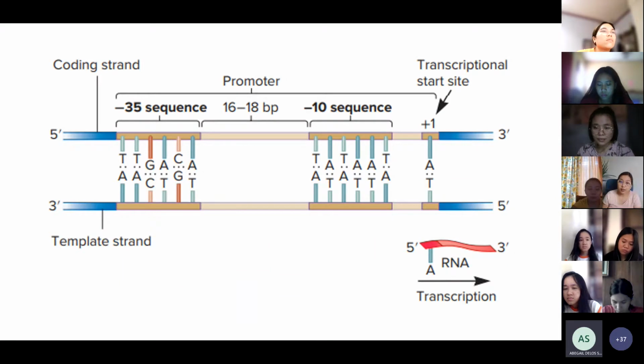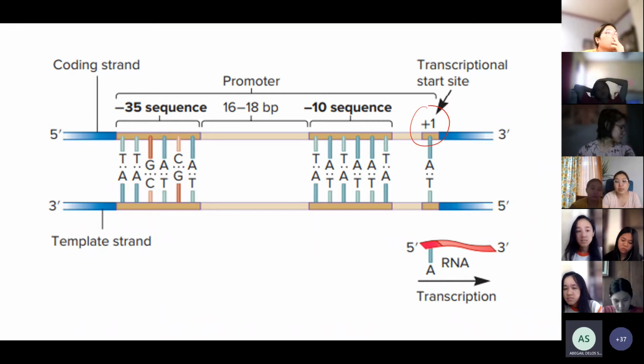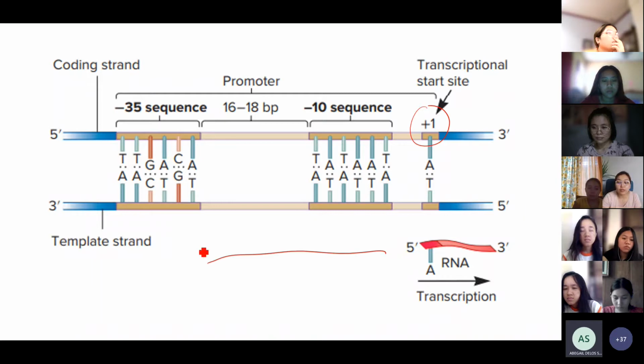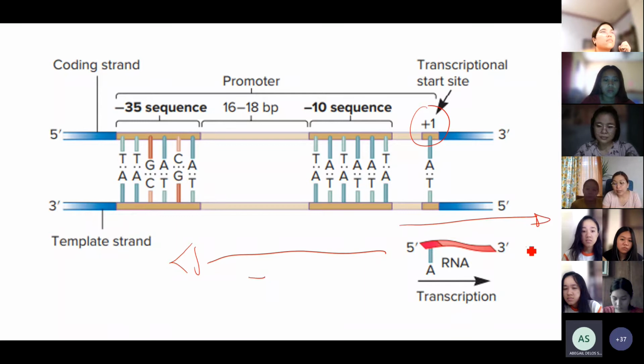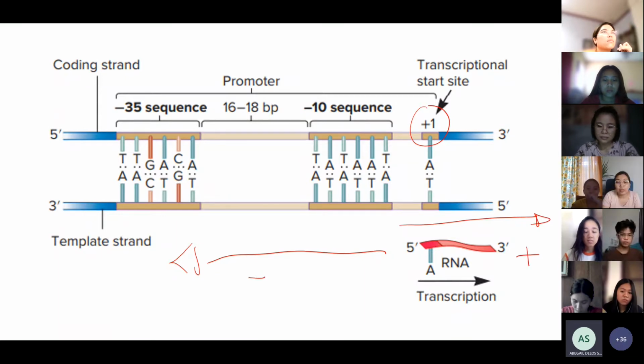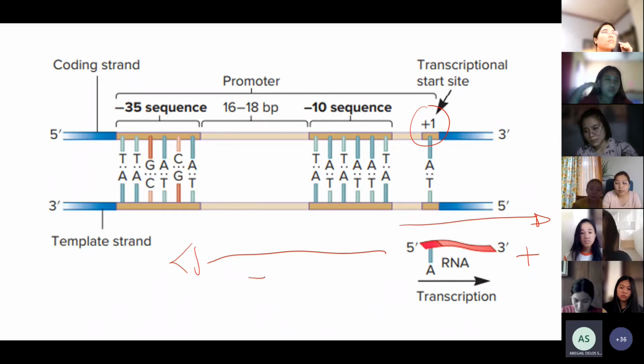Next. So here, the conventional numbering system of promoters can be seen, and the first nucleotide would act as the transcriptional start site. So it's designated +1. The numbering to the left of this spot is in the negative direction, whereas the numbering to the right would be positive. For example, the nucleotide immediately to the left of the +1 nucleotide should be numbered -1, and the nucleotide to the right would be +2 automatically.